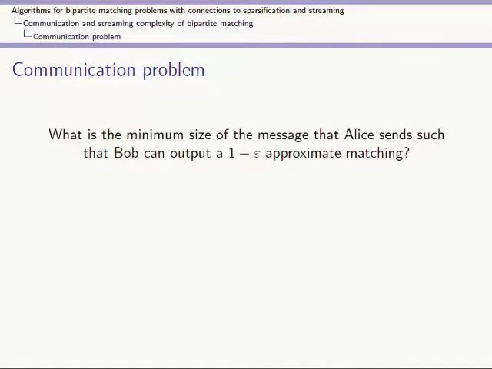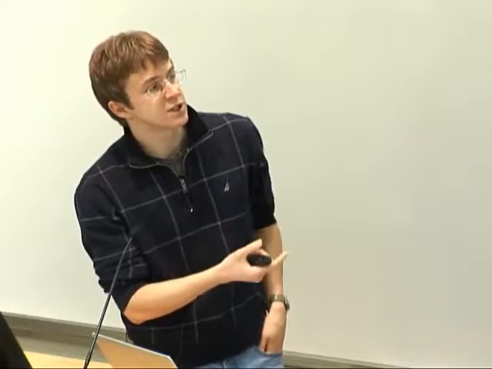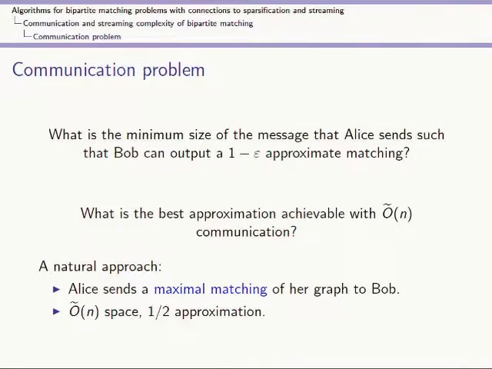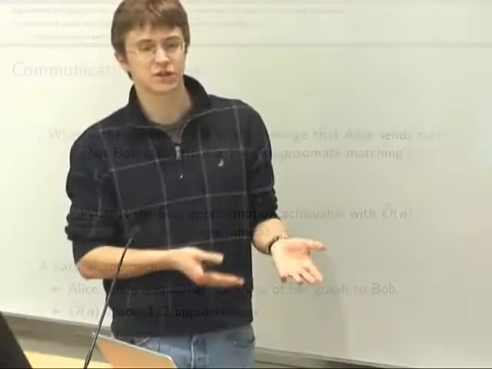Okay. Now, the questions that we're interested in here sound a lot like the ones that we asked for matching covers. First, what is the minimum size of the message that Alice needs to send Bob that will always let Bob output a 1 minus epsilon approximate matching in the union? Now, this is, again, asking for a general trade-off between n and epsilon. And a restricted version of the question is, suppose we restrict the communication between Alice and Bob to be O tilde n, so n polylog n, quasi-linear in the number of vertices in Alice's graph. What is the best approximation that they can achieve? Well, a natural approach to this problem is to just ask Alice to send a maximal matching of her graph to Bob. This will be very little communication. It will take O tilde n communication and give a 1/2 approximation.